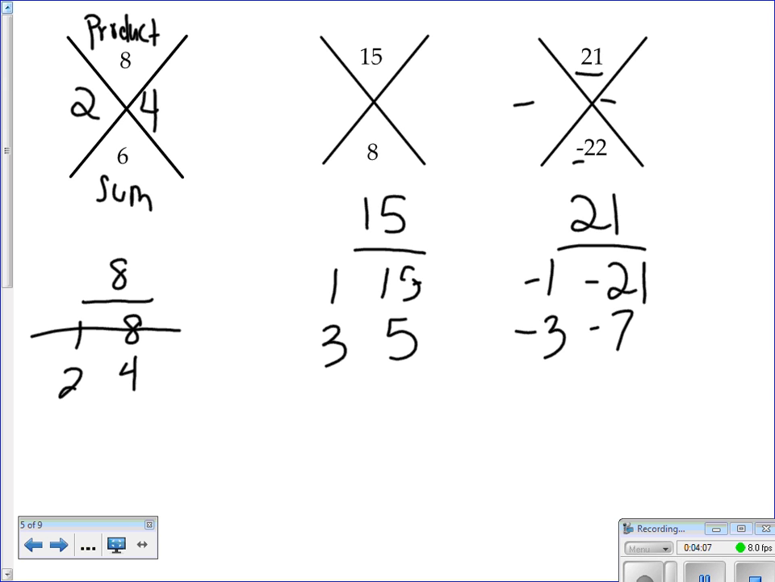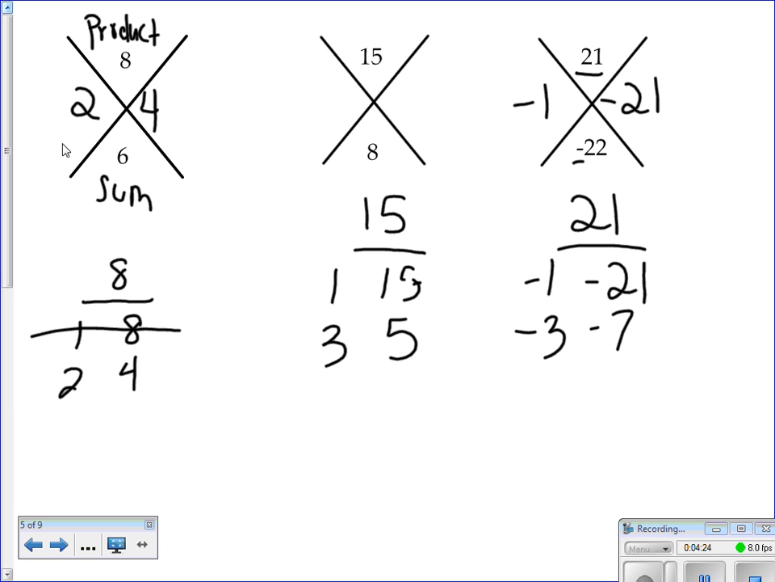So -1 plus -21, that's -22. So I can go ahead and write those in for my factors. So remember, if it's a positive product, negative sum, both your signs are negative.